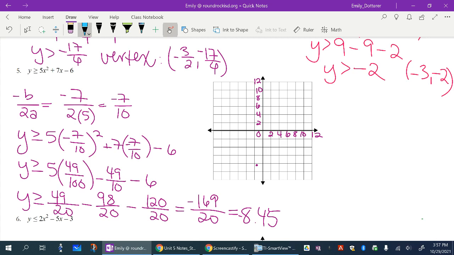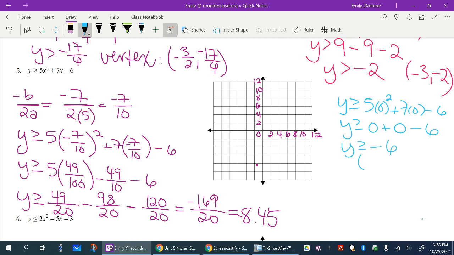So now we're going to pick some values that are going to help us get 2 other points. We want one on the left, one on the right. Again, we can pick 0. That'll be a nice value for us to choose since everything will cancel out super fast. Zero squared is 0, times 5 is 0, 7 times 0 is 0. 0 plus 0 is 0, minus 6 is negative 6, so the point is 0, negative 6.